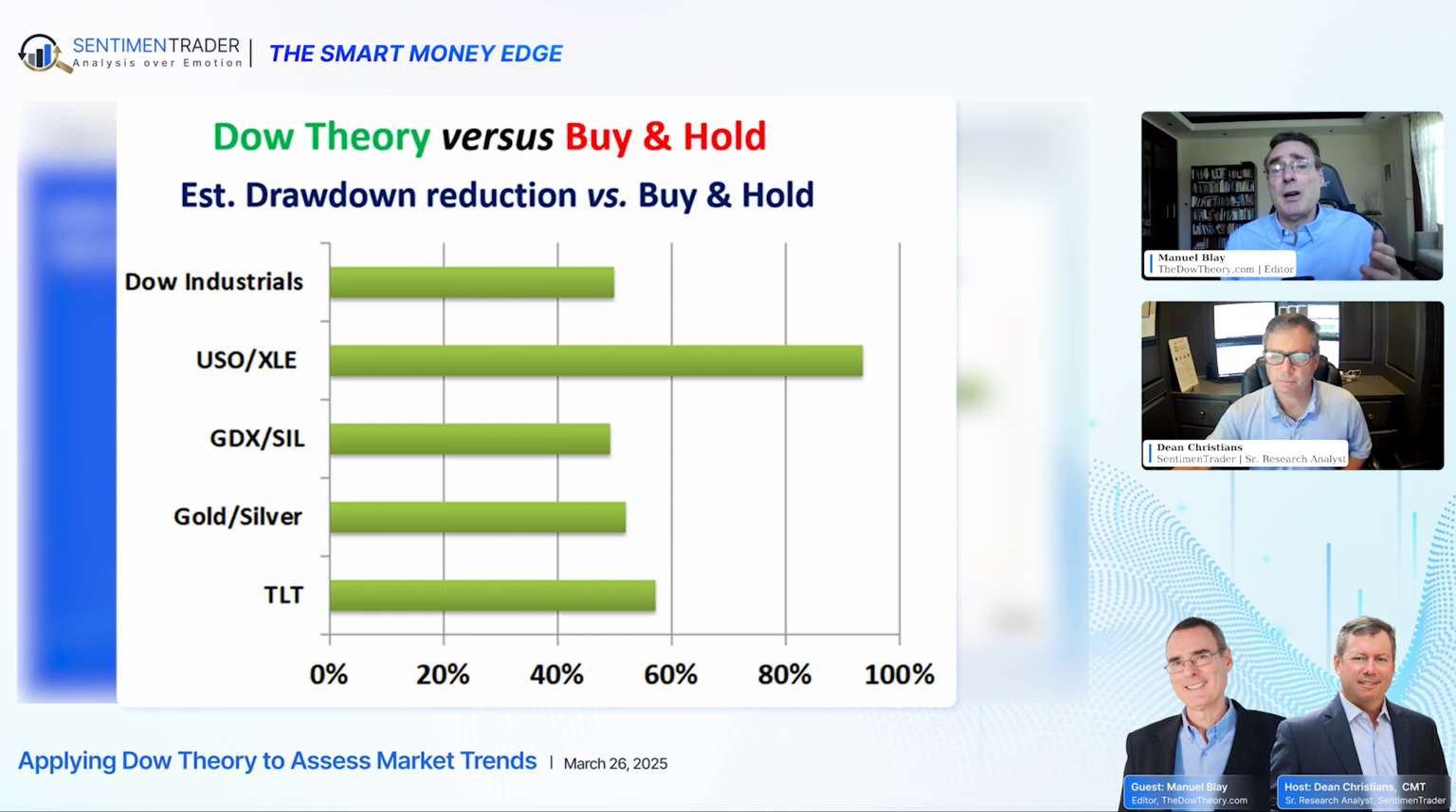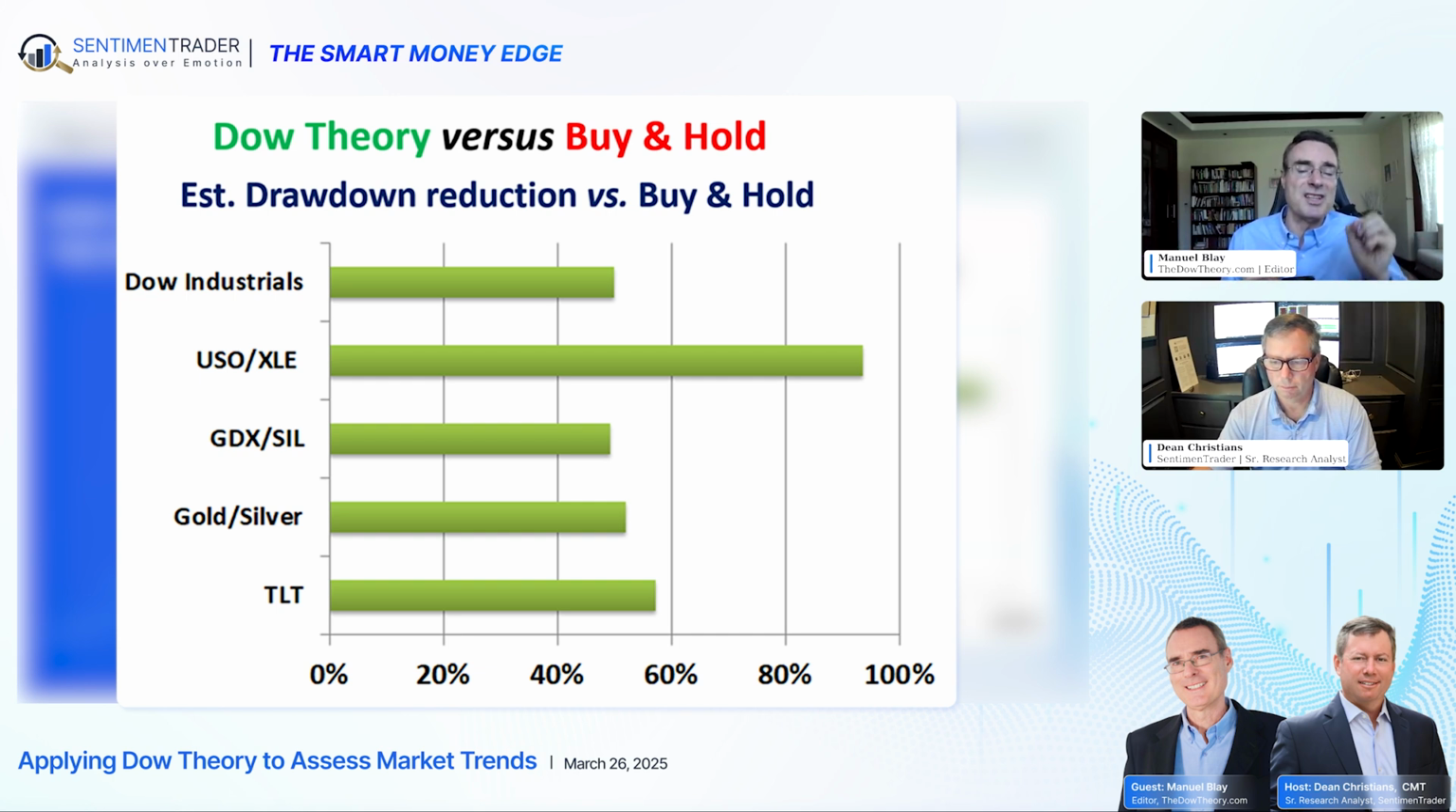You can see that for the Dow Industrials, there is a 50% drawdown reduction. For the energy ETFs, USO and XLE, there is an unbelievable 90% drawdown reduction. Well, this is the outlier. I wouldn't believe that, but this is what happened when I was blogging for the last 15 years. Then we have GDX and SIL, very similar to the stock market, so a 50% maximum drawdown reduction. For gold and silver, once again, around a 50% reduction.